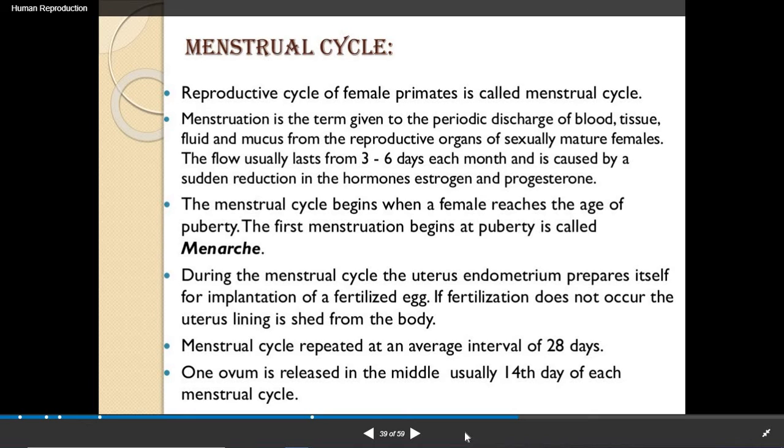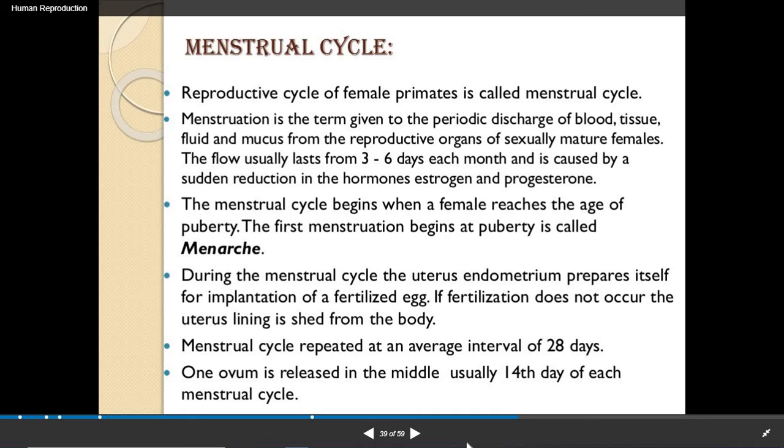Menstruation is the term given to the periodic discharge of blood, tissue, fluid and mucus from the reproductive organs of sexually mature females. The flow usually lasts from 3 to 6 days each month, and it is caused by a sudden reduction in the hormones, that is estrogen and progesterone. This menstrual cycle begins when a female reaches the age of puberty. The first menstruation begins at puberty and is known as menarche.